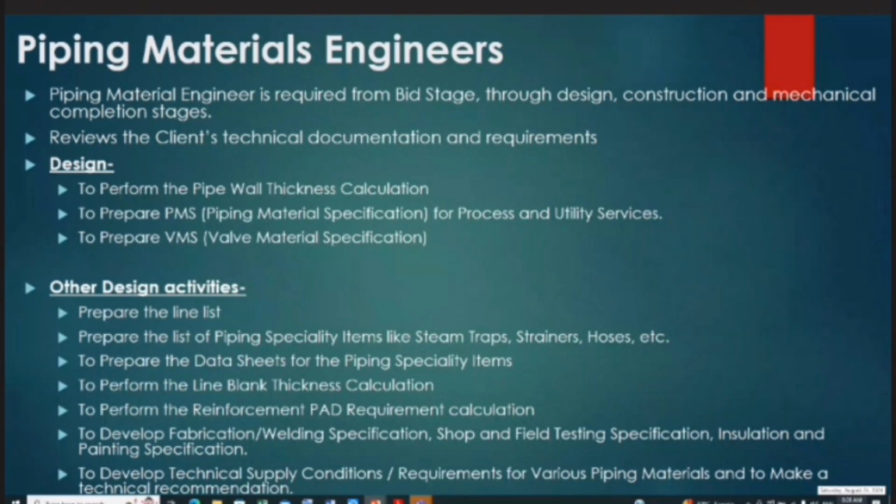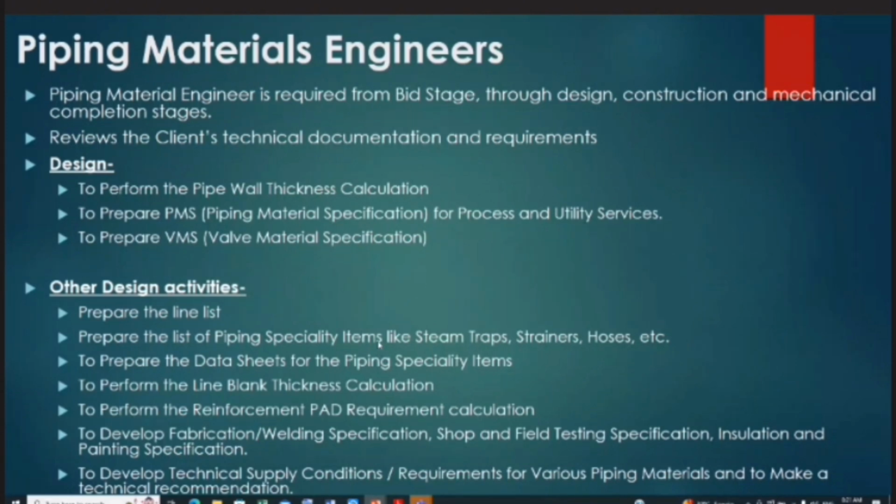Obviously, it depends from company to company. But as a piping material engineer, he will consolidate all the data from the PNIDs, as well as the lines which are extra added into E3D. Sometimes they are not on the PNID because of the utility lines. Later on, they will come on the PNID also at the IFC stage. So yeah, this is also mainly done through different softwares in different companies, or you can maintain the line list in Excel also. To prepare the list of piping specialty items like the steam traps, strainers, hoses, etc.